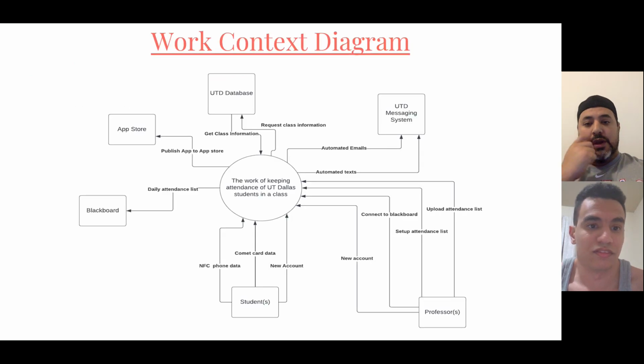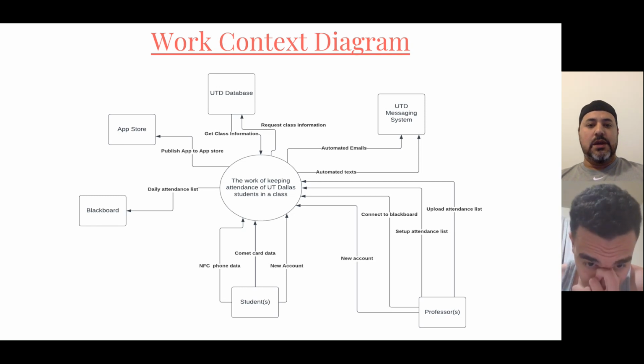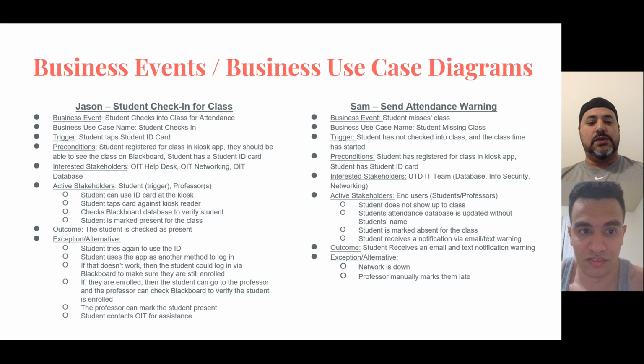This is our current work context diagram. Nothing much has really changed since the last time. Essentially, the systems that we would be using would be the UTD messaging system, the UTD database, and the App Store to download the app for a student's phone. We would also need to tie into Blackboard. And of course, the students and the professors would be using this as well.